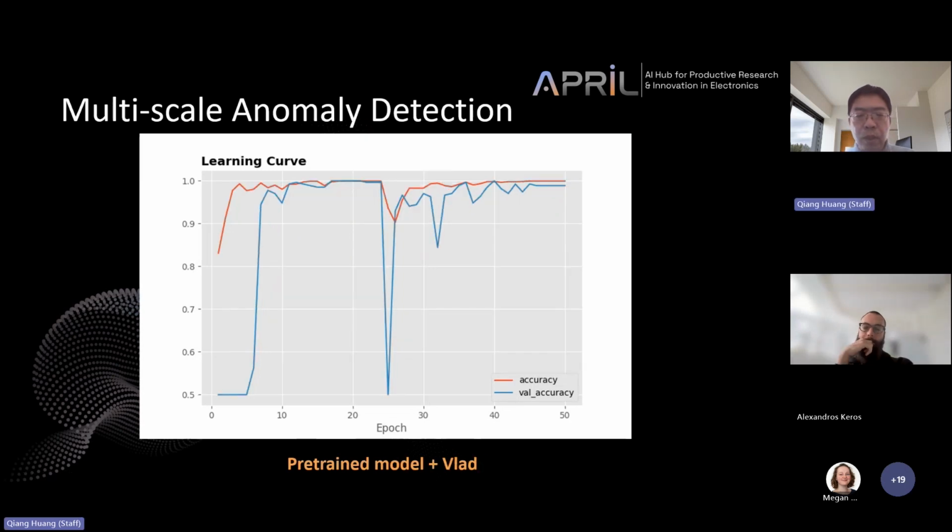This slide shows the performance we obtained after using the VLAD. There are still issues with big jumps and big drops in the performance. As I said, this could be caused by data limitation. I mean, the data size is relatively small. But we can find after using the VLAD, the performance is relatively stable. And after 15 epochs, the performance is quite good. I think it can reach 98%.